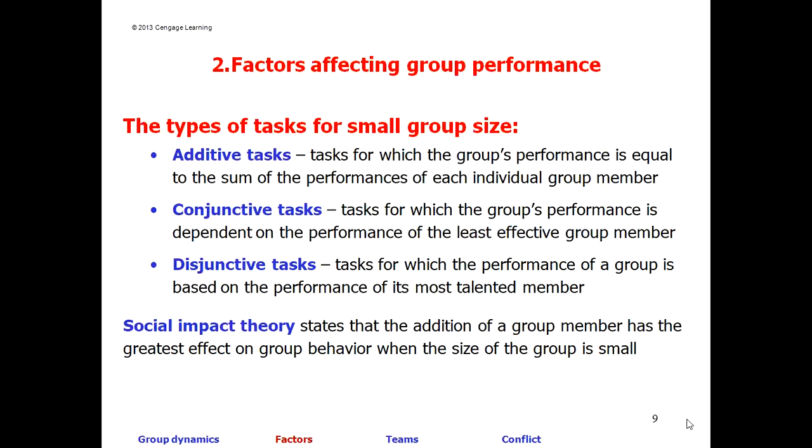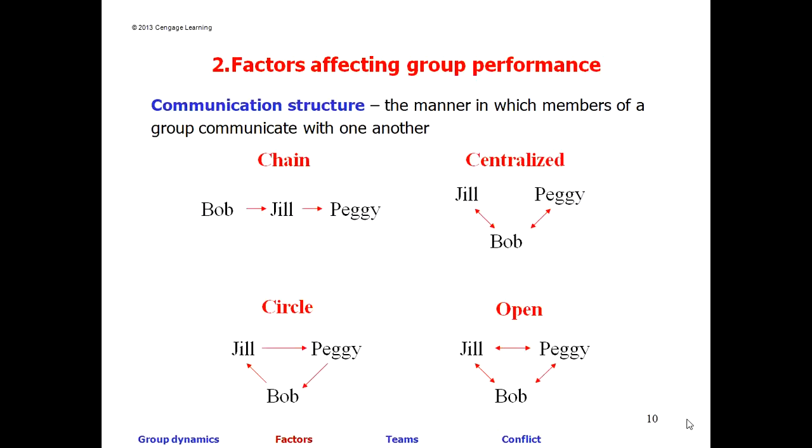Social impact theory states that the addition of a group member has the greatest effect on group behavior when the size of the group is small, that is, when it is cohesive.